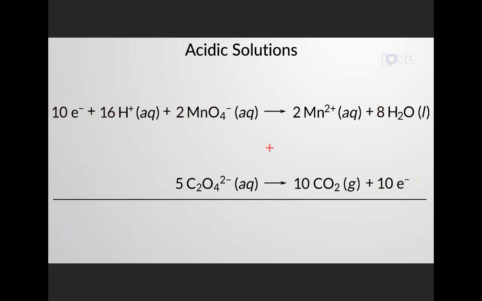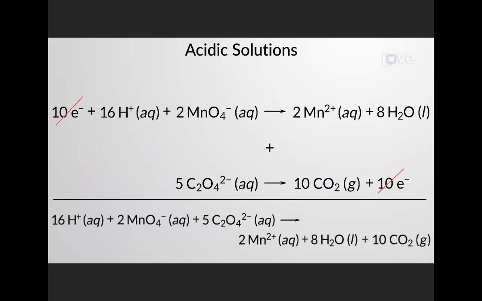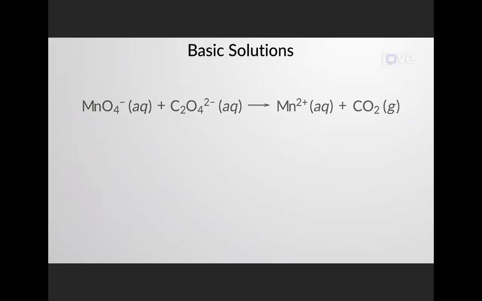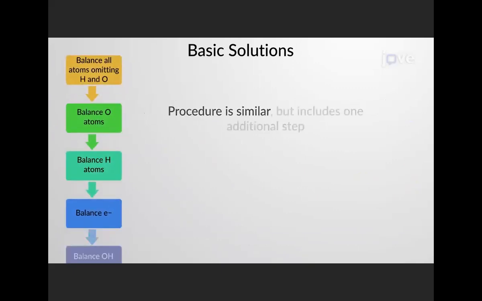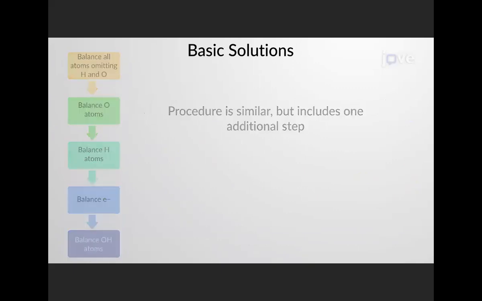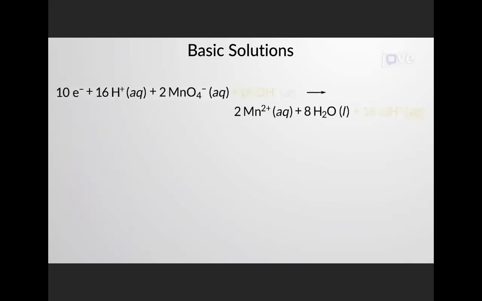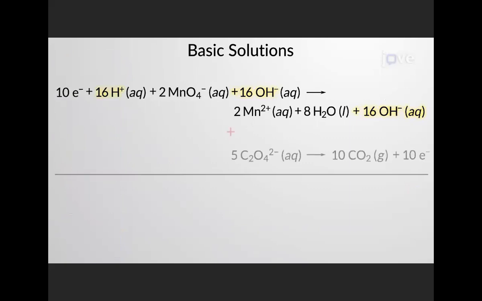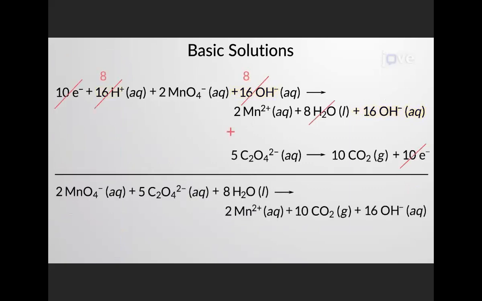Lastly, add and simplify the balanced half reactions by canceling out species on both sides to obtain a balanced redox reaction. For basic aqueous solutions, the procedure is similar but includes one additional step. Here, an equal number of hydroxyl ions is added to both sides of the reaction to neutralize the protons before summating the balanced half reactions.